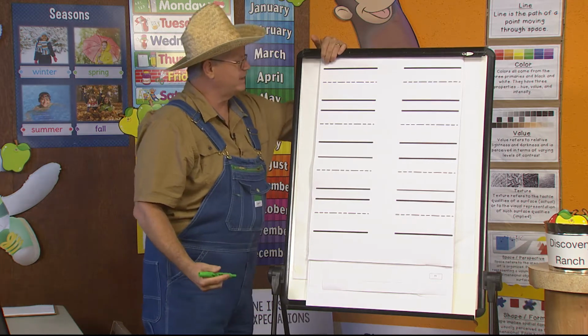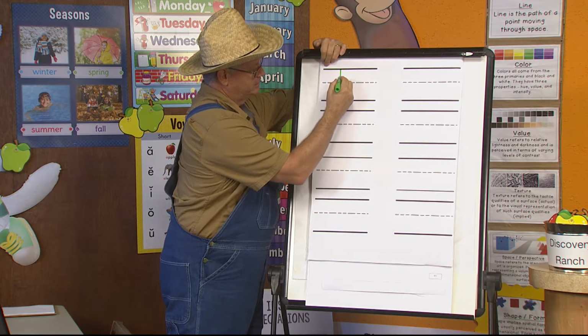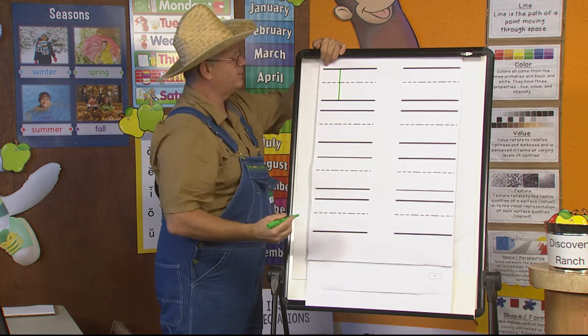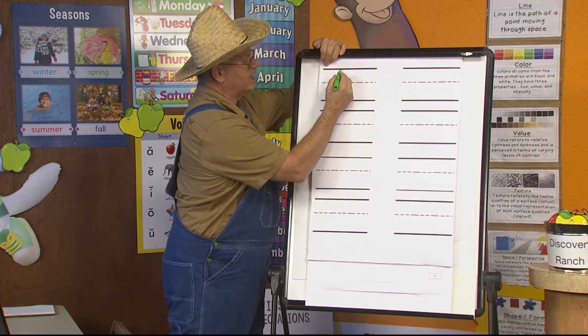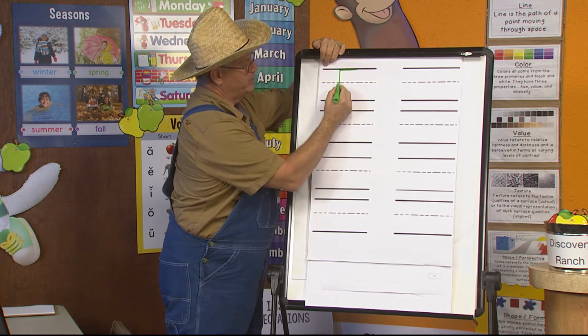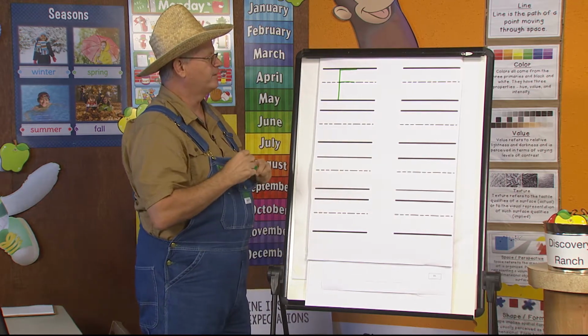When I do the uppercase F, I'm going to start at the top and go down to the bottom line, and then I'm going to stop. And then I'm going to pick my pen up and go back to the top and go a line over, and then go to the middle and do a line over. And there's my uppercase F.